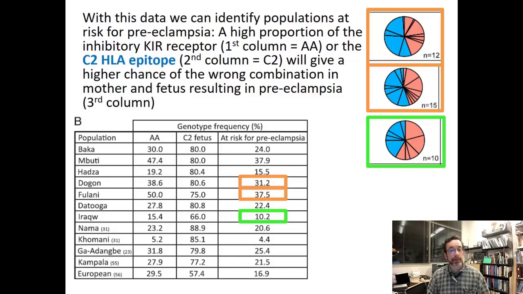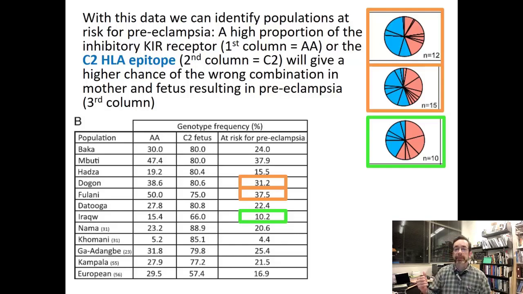On the other hand, the Iraqw people have a 15% frequency of the inhibitory KIR receptor and only a 66% chance of the baby having the C2 epitope. Both of those are low, and they actually multiply out to give a 10.2% risk for preeclampsia. That population is protected against preeclampsia just by the fact that they don't have this particular interaction.